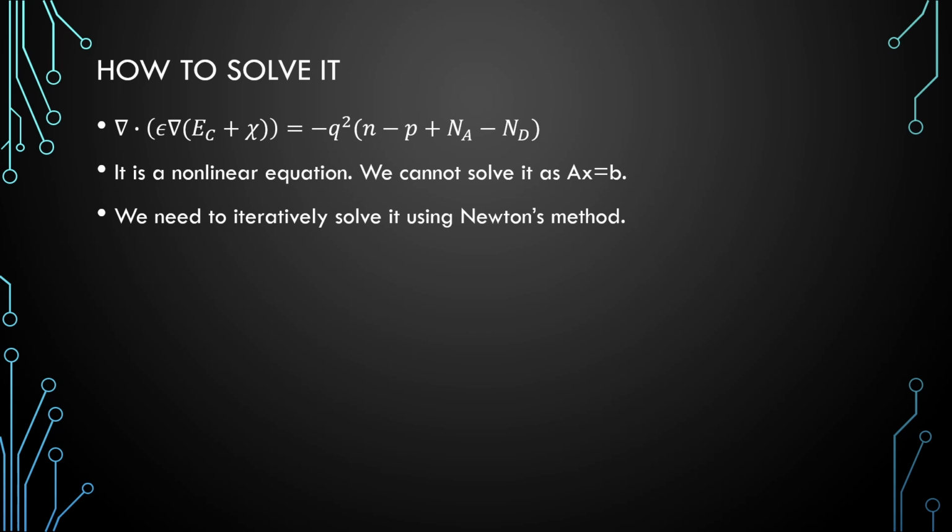Then how should we solve this nonlinear Poisson's equation? Since it is nonlinear, we cannot directly solve it as Ax equals b by just doing a matrix inverse to get x. So we need to solve it iteratively using the so-called Newton's method.